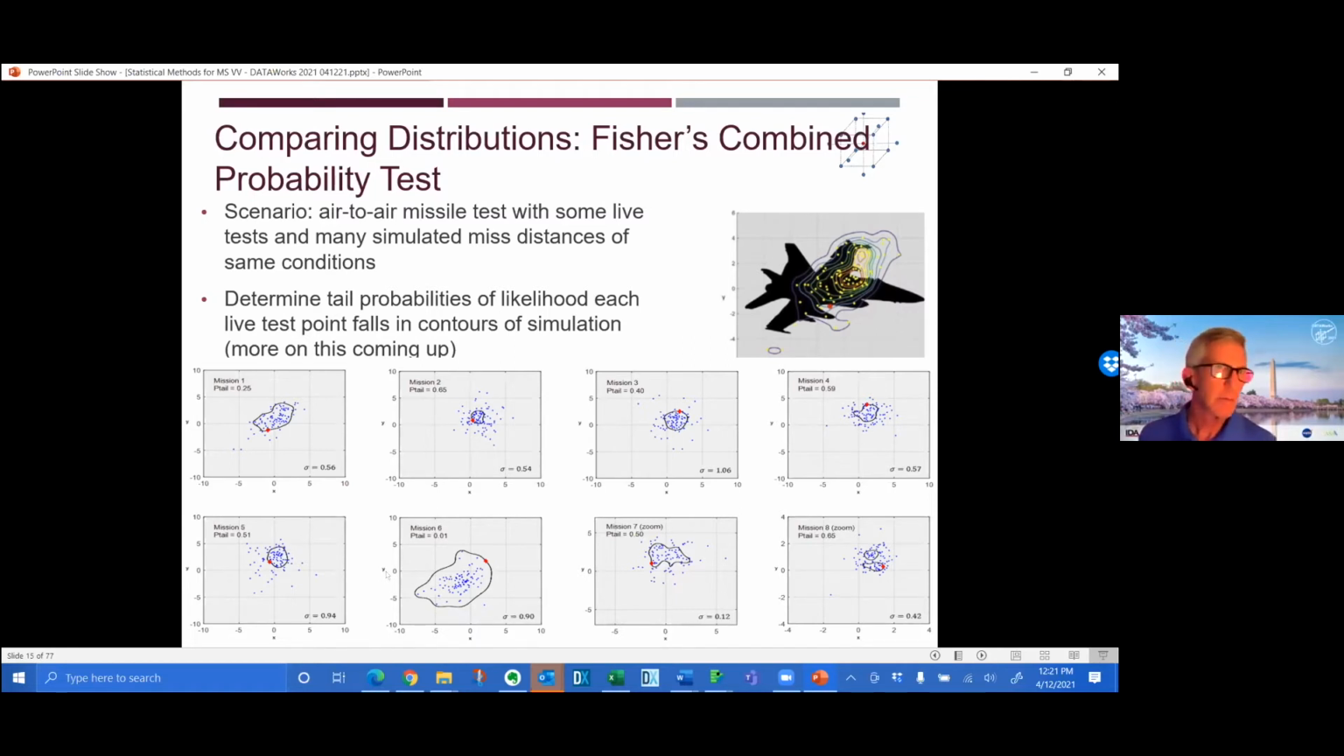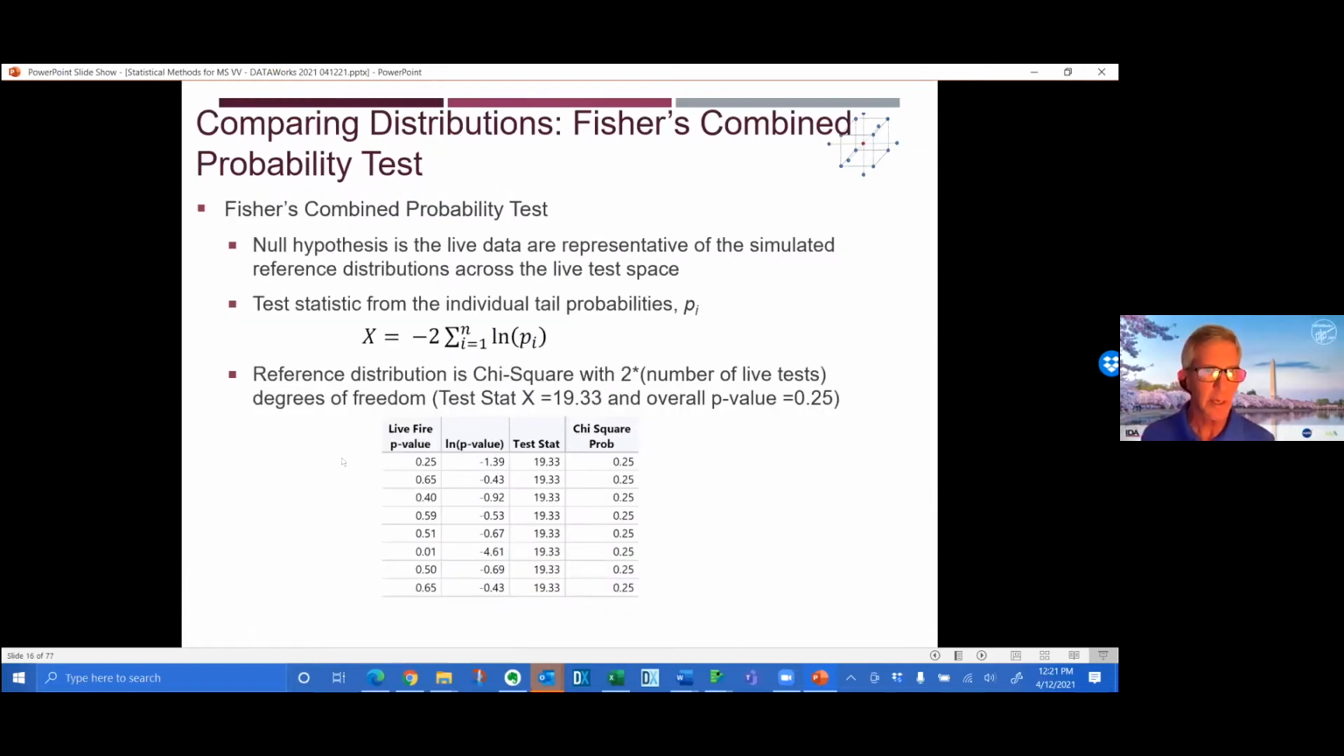And then the Fisher's combined test is to aggregate all this into a single statistical test and uses the test statistic, which is the minus two log of the probabilities of the p-tails, if you will, and comes up with a single test statistic and then a chi-square value. And same sort of idea with the statistical test here: if you get a large p-value, then you're essentially saying that there's no difference between the simulated and the live.